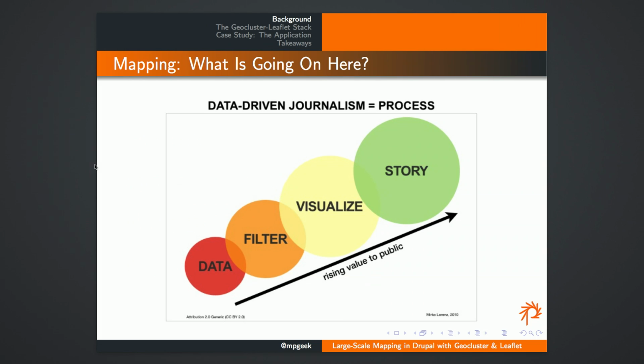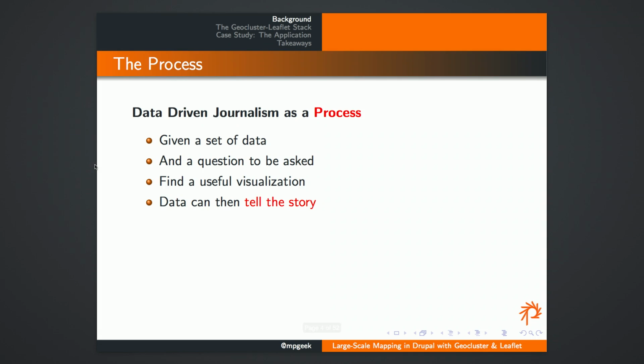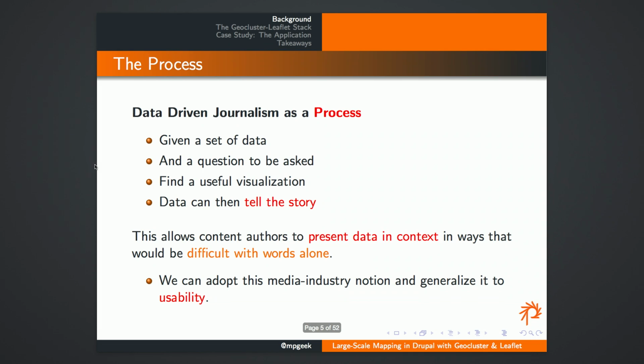So the basic idea with mapping, this is why I asked if anybody's used mapping before, is because it's what's referred to as data-driven journalism. We have a huge set of data, we filter it, we visualize it, and we tell a story. And really what you're trying to do is answer a question and find a useful visualization. And usually we can let the data tell the story. And the idea is that we're presenting information in context. We can say things with a map that we can't say in words very easily. And the media industry talks about data-driven journalism a lot, and we're sort of stealing that and applying it to usability.